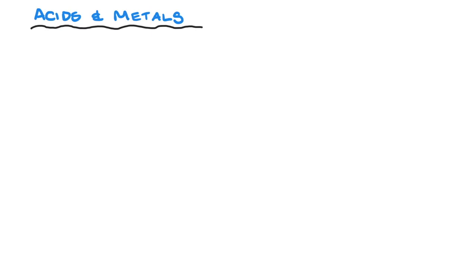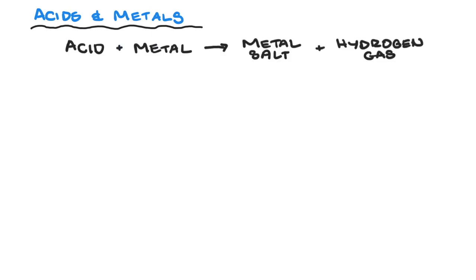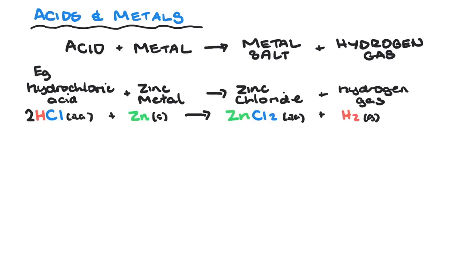The final acid reactions involve metals. Essentially, they always produce a metal salt, that is, the positive ion of the metal with the anion of the acid, and hydrogen gas. For example, hydrochloric acid and zinc. Once again, imagine the reactants as ions and just do the old switcheroo.